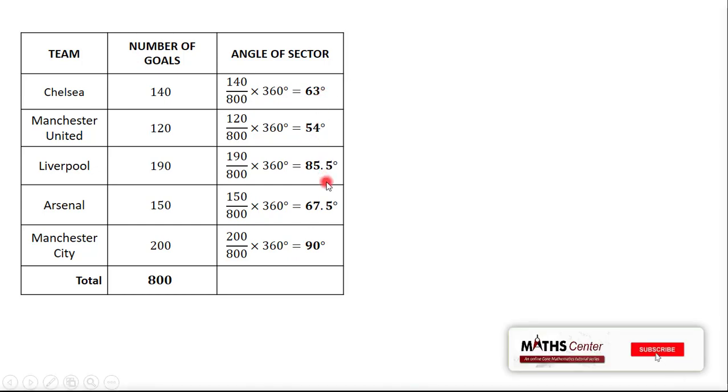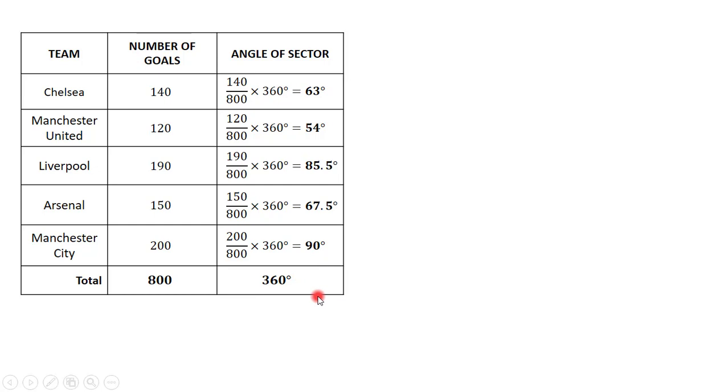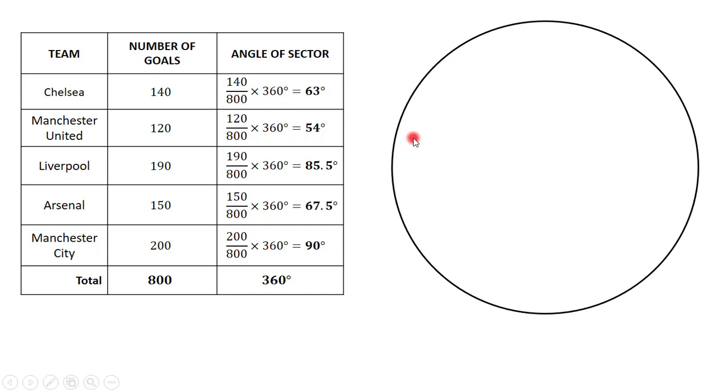When we add these angles together, we are going to get a total of 360 degrees. So we now have the angle of sector for each of the teams here. We can go ahead and draw the pie charts. We will begin by drawing a circle. Then we will draw a radius, that is a line from the center of the circle to a point on the circumference. Now we will measure the angles we have here one after the other using a protractor.